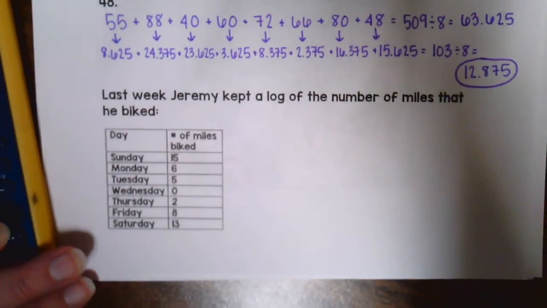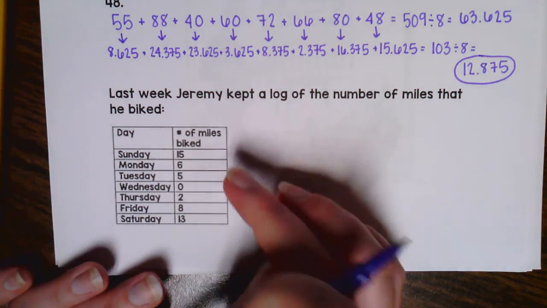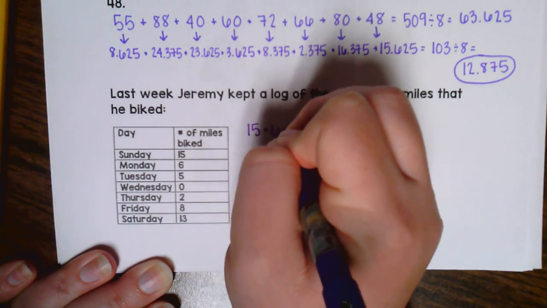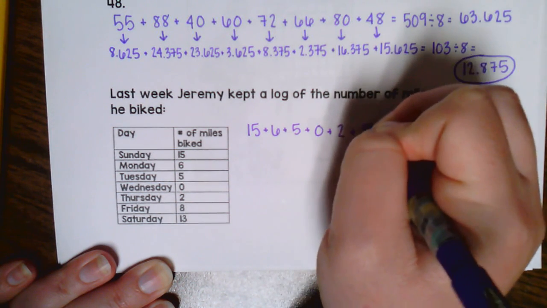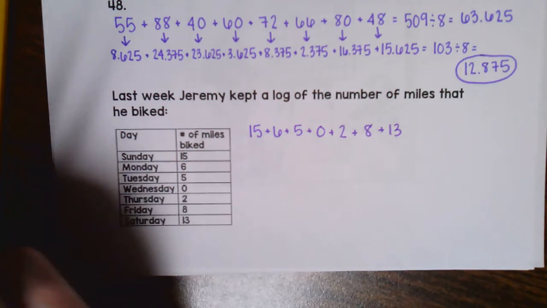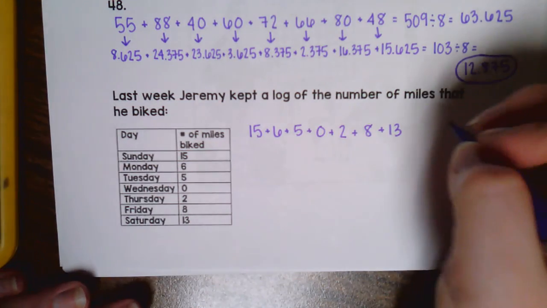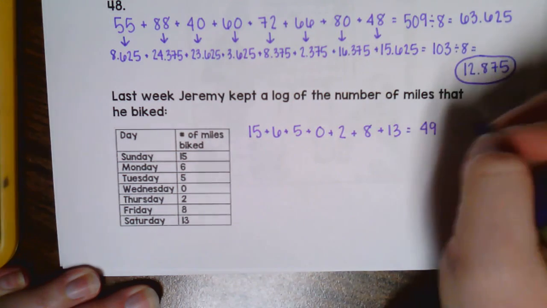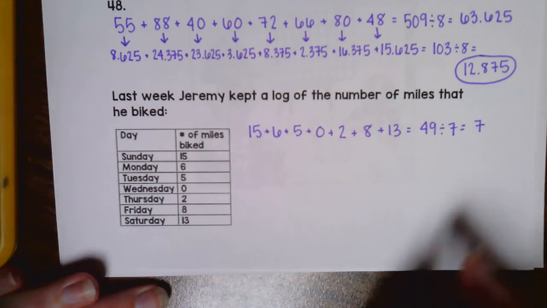All right, last one. Last week, Jeremy kept a log of the number of miles that he biked. So let's go ahead and find our average. I'm going to add those up. I get 49. Divided by 7 equals 7. So he averaged 7 miles per day.